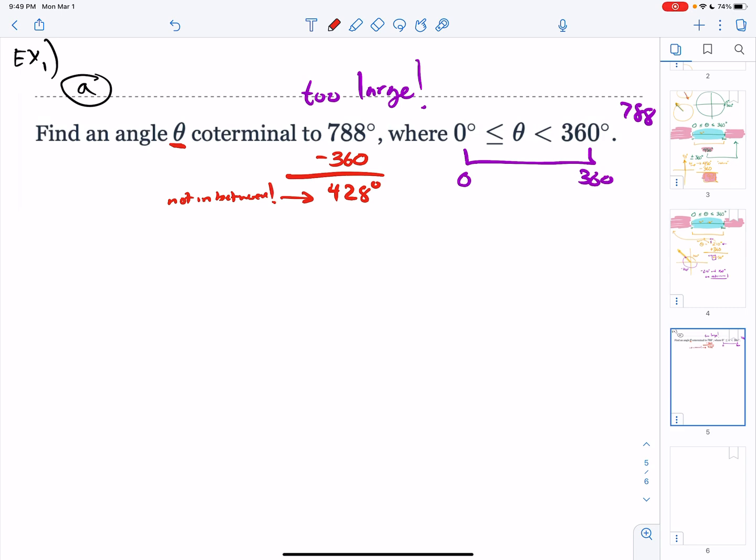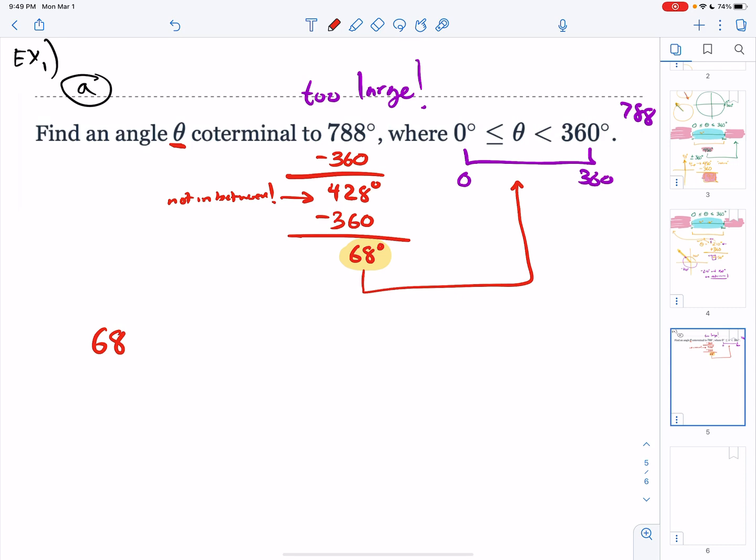Okay, so what do we do? We keep reducing it by subtracting increments of 360. So we subtract this here. What do we get? I think this is 68 degrees. Okay, 68 degrees is definitely somewhere within 0 and 360, so this is your answer.